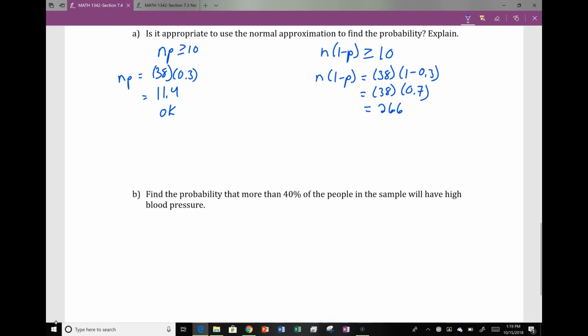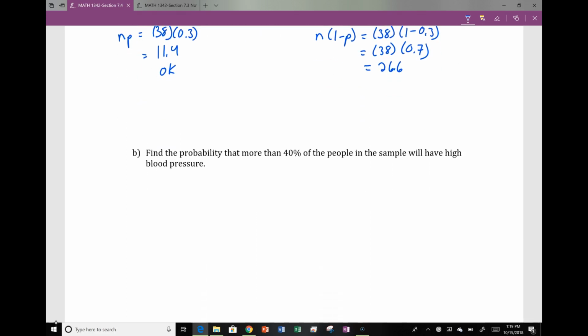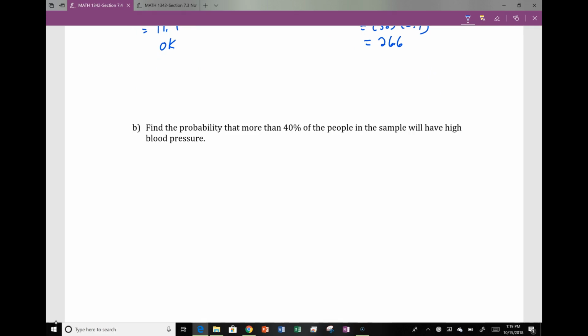Since it is appropriate, we want to find the probability that more than 40% of people in the sample will have high blood pressure. So we have 40% here. Well, if we look at our number line and our curve, the mean is 30%, 0.3. I want to look at 0.4 and greater.